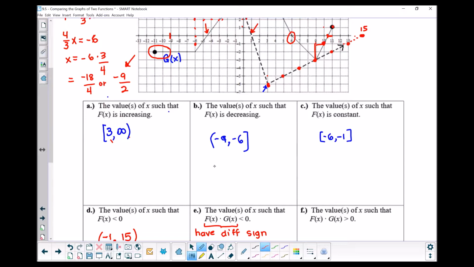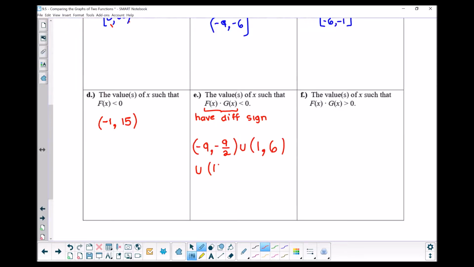So I'll just have another union here, just kind of continue it. 10.5. How do you want to write that, guys? It really makes no difference. I'll use 21 halves to be consistent with this, but I don't care if you mix and match decimals and mixed fractions. Now, one thing that is important is when we get to the 11, I think we want to put a bracket there.